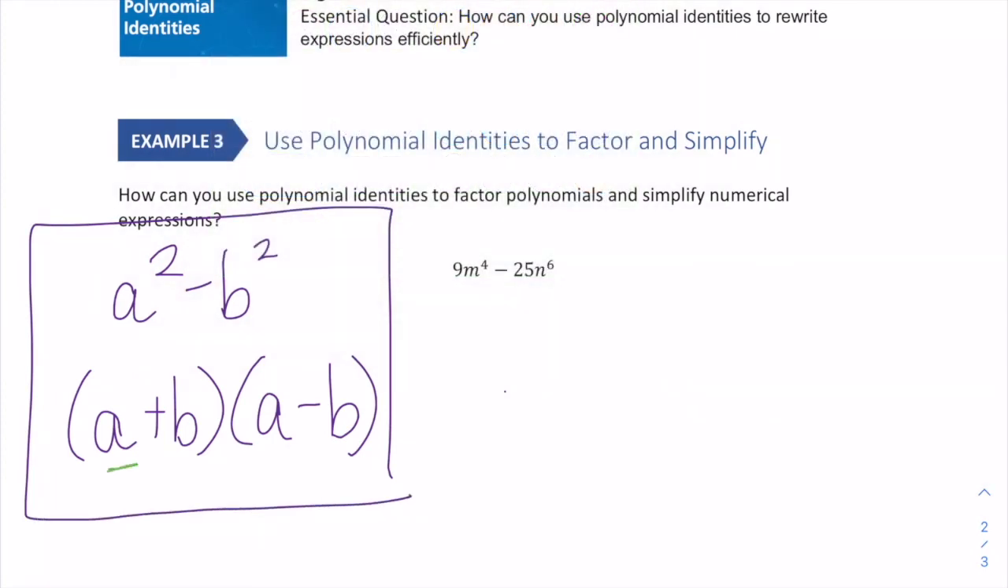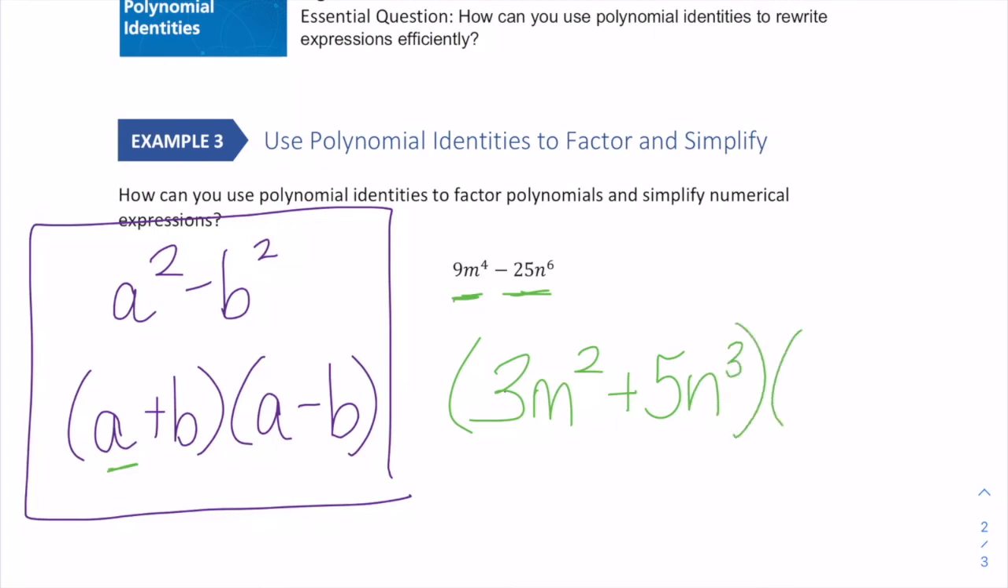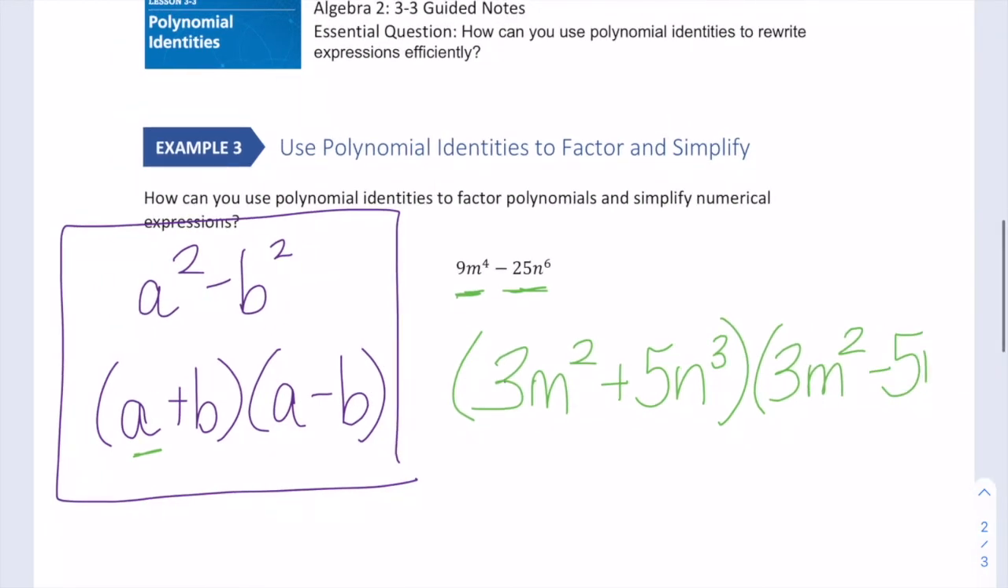So looking at what will be our a, well, it'll just be the square root of 9m to the fourth. So I take the square root of 9, which is 3, and then I divide m to the fourth, or 4, by 2. So this would be m squared. Then I look at the second term, and the square root of 25 is 5, and half of n to the sixth would be n to the third. So that's going to be the plus, and then 3m squared minus 5n cubed. So we have a difference of squares here.